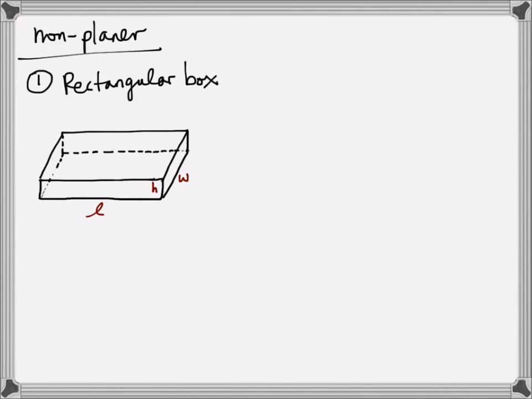And in that case, we define the surface area as the sum of each planar area. That includes all 6 sides. So let's look at the area of each of those 6 sides. Let's first start with the front side here. The area of this front rectangle comes from the L times the H.